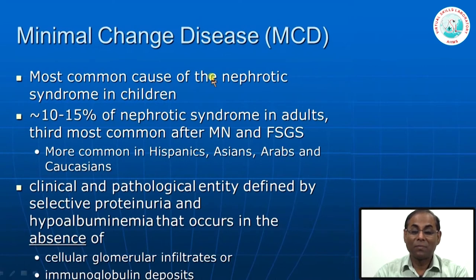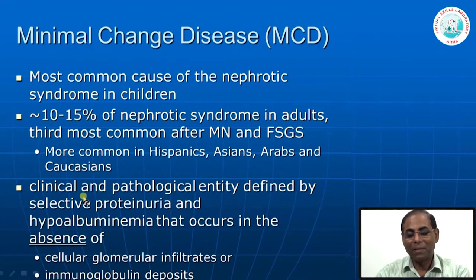This is the most common cause of nephrotic syndrome in children. This is very important. If you go to the pediatric OPD for kidney diseases, you see that the majority of these children present with nephrotic syndrome. It accounts for 10 to 15% of nephrotic syndrome in adults. In adults it is much less common, and it is the third most common after membranous glomerulonephritis and FSGS. So in adults the commonest is not minimal change disease. It is more common in Hispanic, Asian, Arab and Caucasian populations. This is the international perspective.